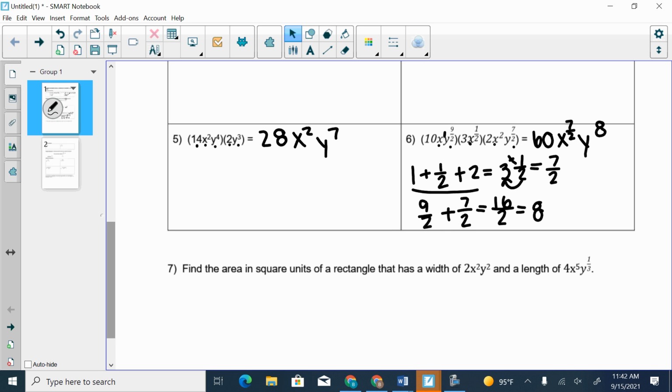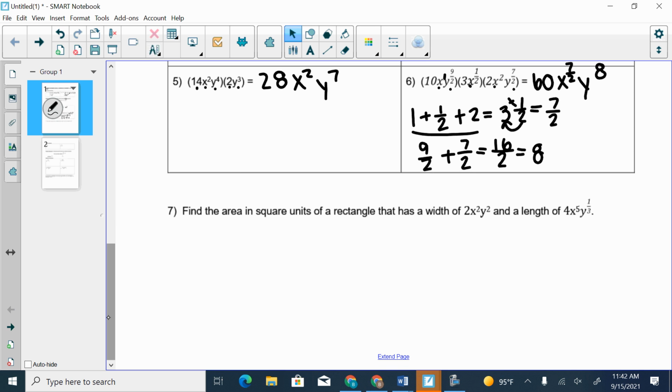All right. Okay, and then we've got number 7 here that wants us to find the area in square units of some rectangle. I got my rectangle here that has a width of 2x squared y squared and a length of 4x to the 5th y to the 1/3.